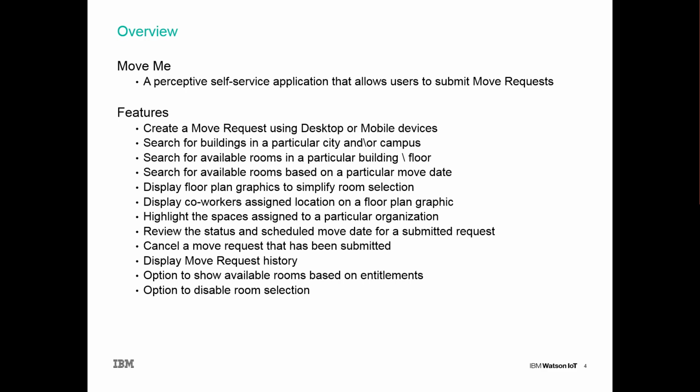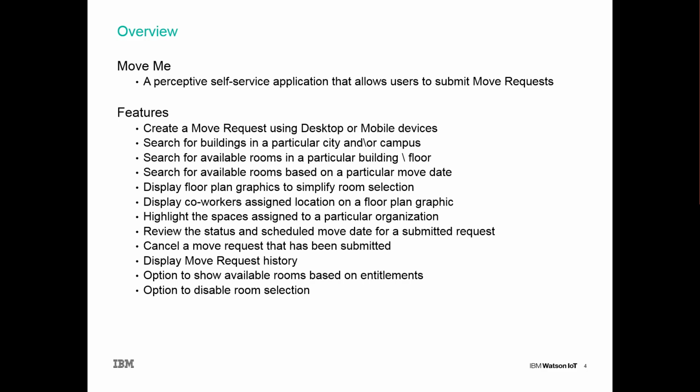So again, the user can create a move request using either a desktop or mobile device. Once they get into the application, they can search for a particular building based on the city that it's located in or the campus it's located on. They can search for rooms in a particular building or on a floor within that building. They can search for rooms based on a move date. If they want to move 4 months from now, they can say what's going to be available then.